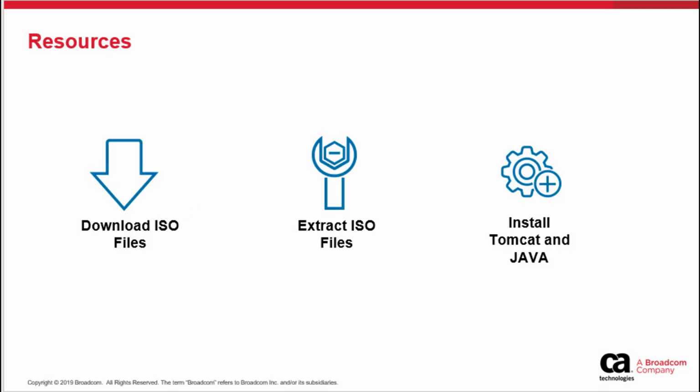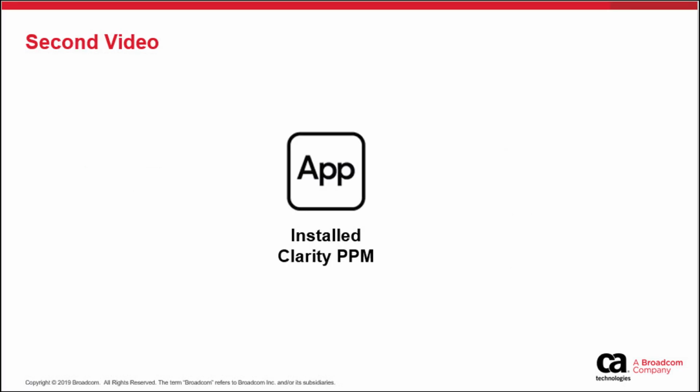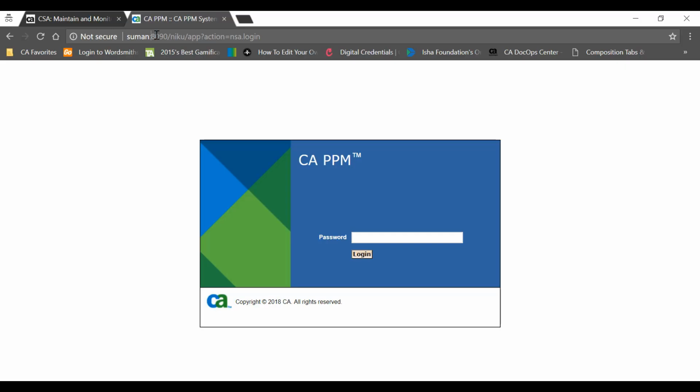In the first video, we downloaded the ISO files from the support website, extracted them, and installed Tomcat and Java. In the second video, we installed PPM. In this video, we will configure the CSA. Let's log into the CSA.